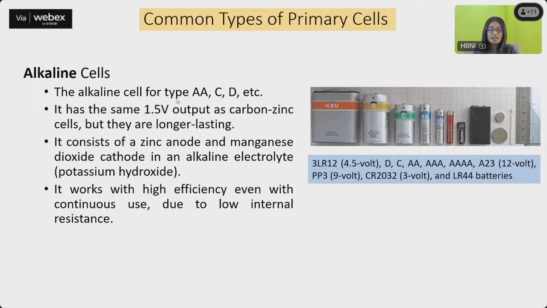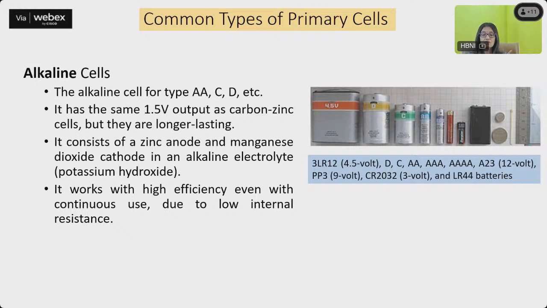The alkaline cell is generally for AA, C, and D types. It has around 1.5 volt output and is the same as carbon zinc cells, but longer lasting. It consists of a zinc anode and a manganese dioxide cathode in an alkaline electrolyte. If you remember, in the previous case the electrolyte was different. Over here you have an alkaline electrolyte, which is potassium hydroxide. This works with high efficiency even with continuous use due to its very low internal resistance.